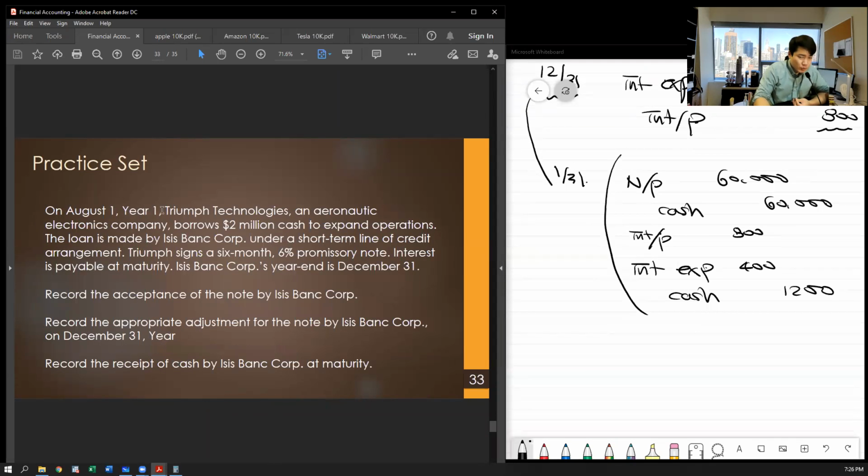On August year 1, the company borrows $2 million cash for whatever reasons. The loan is made by this company under short-term line of credit arrangements. Triumph signs the 6 months notes. I'll get back to you, Jason. 6% promissory notes, interest is payable at maturity.